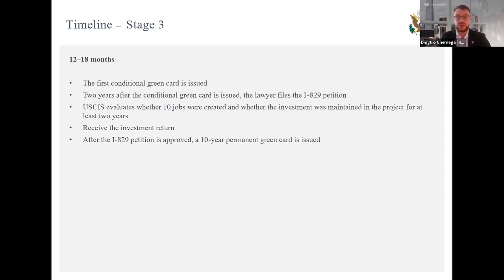Two years after the conditional green card is issued, the lawyer files the I-829 petition. Under this petition, USCIS evaluates whether 10 jobs were created and money was kept in the project for at least 2 years. After this petition is approved, a 10-year permanent green card is issued, which can then be renewed after 10 years or can be switched to citizenship after 4 or 5 years of permanent residency in the US.